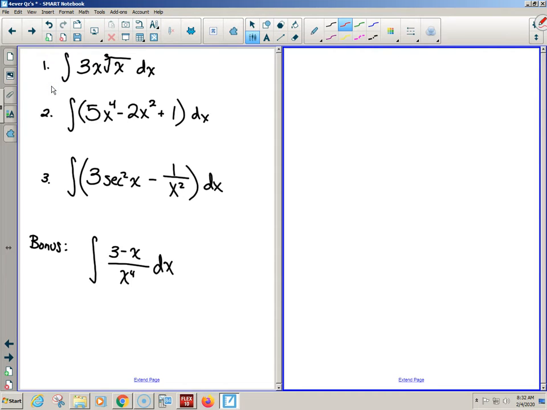So, let's see, number 1, how would you guys rewrite it? How did you rewrite it? Good, 3 on the outside, it is x to the 4 over 3, because it's 1 1/3, right? And so that 3 is just chilling. You can think of it as 3 over 1 if that makes life easier. 4 over 3 plus 3 over 3 becomes x to the 7/3. But when you divide by 7/3, what happens to 7/3?